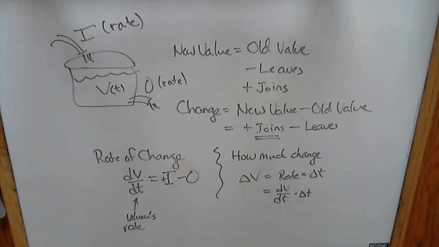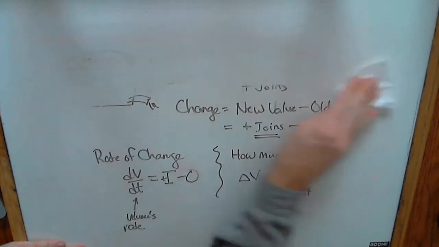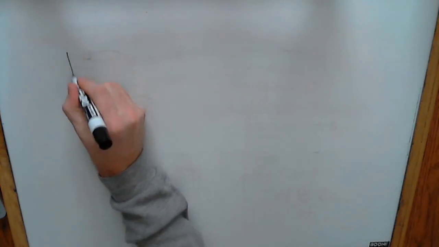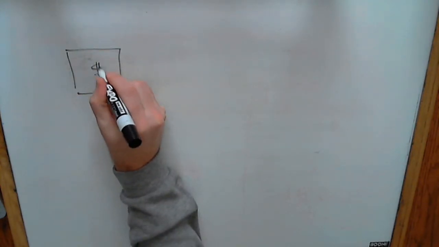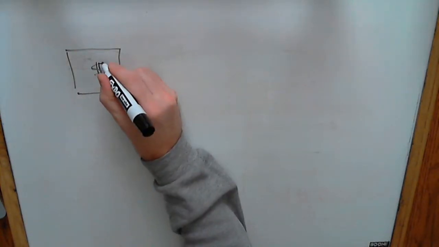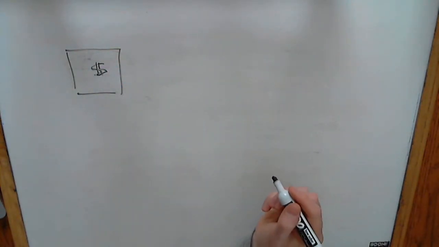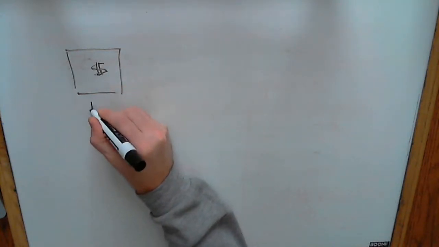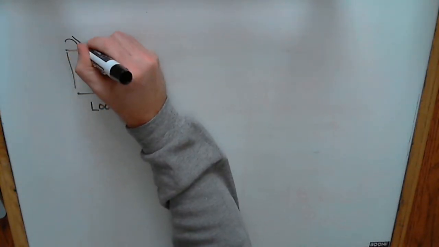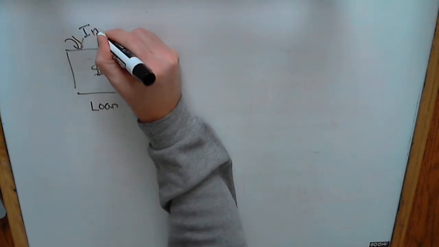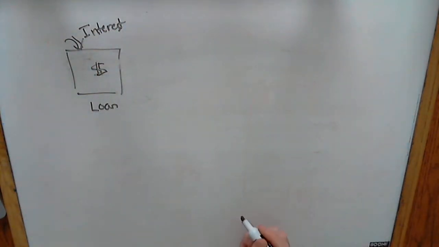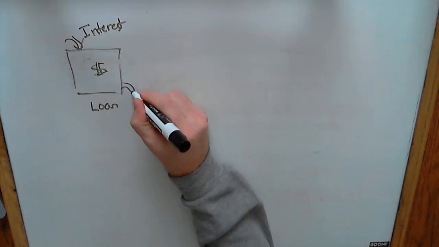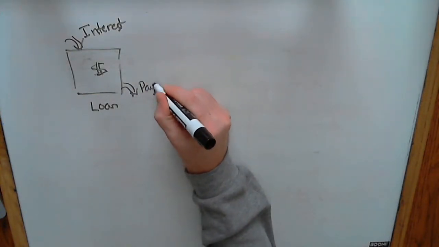And we're going to be using those concepts to generalize for sequences. So now let's imagine that instead of water, I have something related to money. And for example, if I have a loan, the reason my loan gets bigger is the bank charges me interest. And the reason that my loan gets smaller is I make payments.